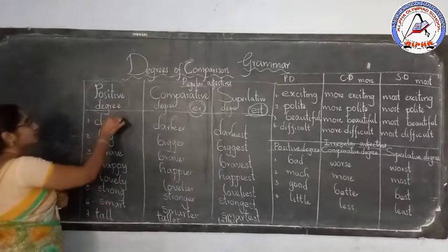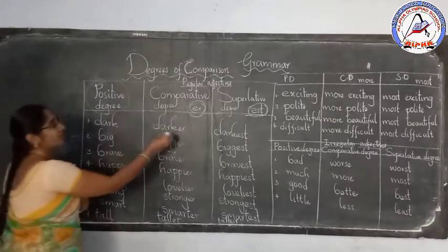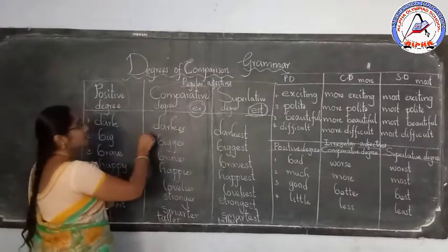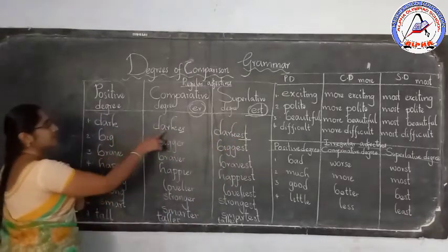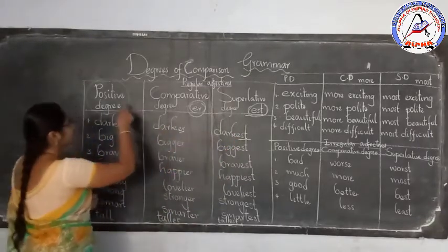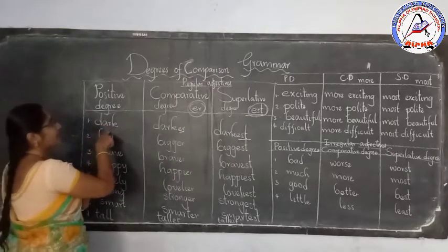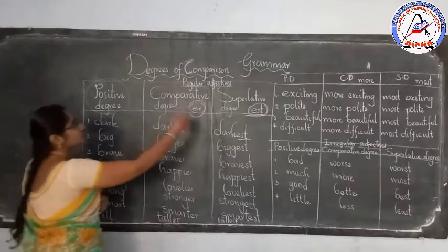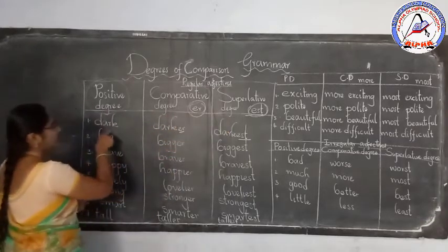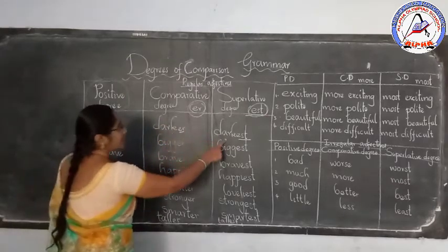In the positive degree, the adjective remains the same. In the comparative, you add er, and in the superlative form you add est. Dark, darker, darkest. So what is the positive degree of dark? It is dark. And what is the comparative degree of dark? It will become darker. What is the superlative degree of dark? It will become darkest. Dark, darker, darkest.